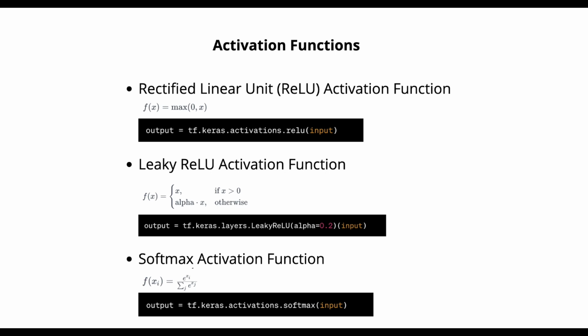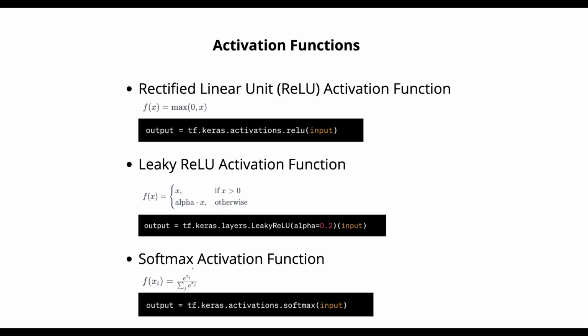Next one is the Leaky ReLU activation function. The Leaky ReLU activation function addresses the dying ReLU problem by allowing a small positive gradient when the input is negative. It helps prevent the issue of neurons becoming inactive during training. Mathematically it is represented as function of x equal to x if x is greater than 0, otherwise it's alpha times x. TensorFlow usage is output = tf.keras.layers.LeakyReLU with alpha 0.2 and pass the input to it.